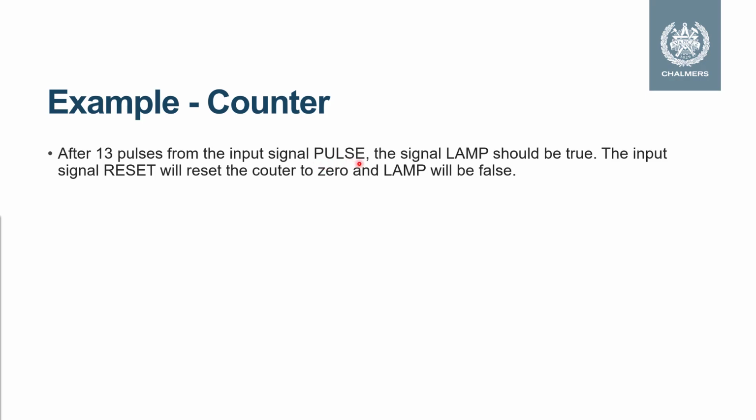We have an input signal pulse to our program, and when we have received exactly 13 pulses from this signal, we will light a lamp, or more correctly, the output signal lamp will be true. We will also have an input signal reset that will reset the counter to 0 again and turn off the lamp, or give the output signal lamp a false value.